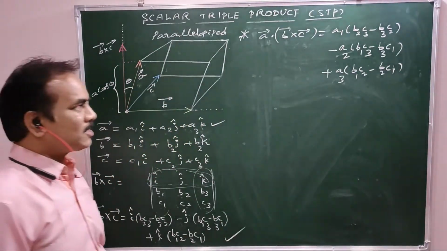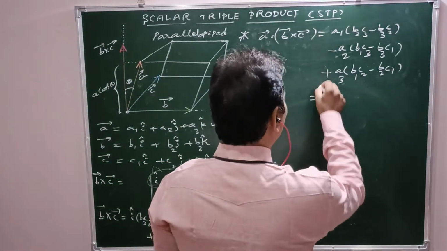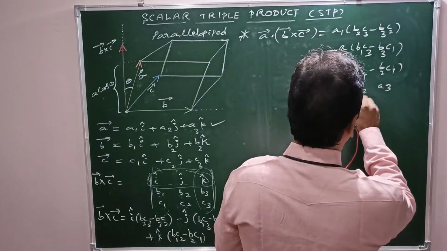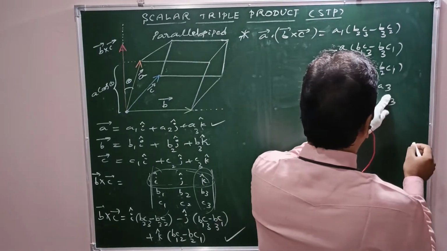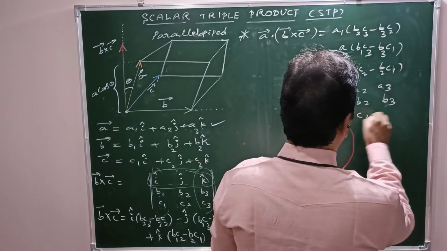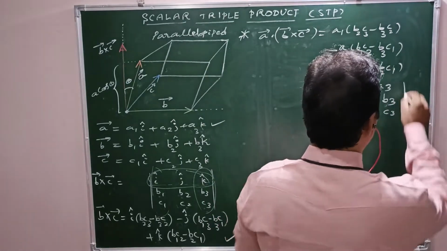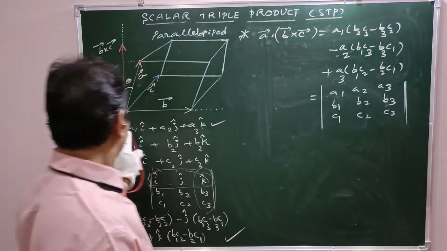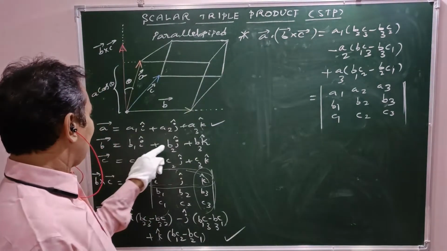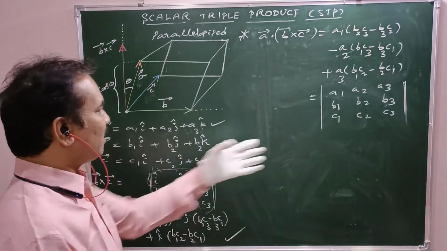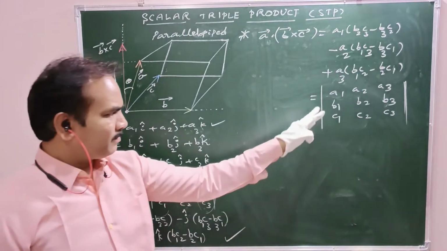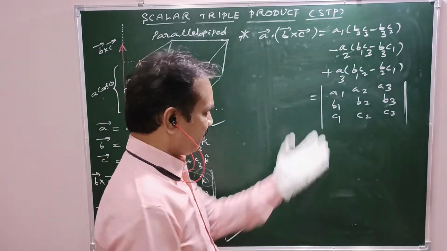A bar dot B bar cross C bar. Exactly, this is equal to the determinant of A1, A2, A3, B1, B2, B3, C1, C2, C3. Same can be written as the determinant of A1, A2, A3, below which B1, B2, B3, after which C1, C2, C3. Examine by taking the determinant of these components.